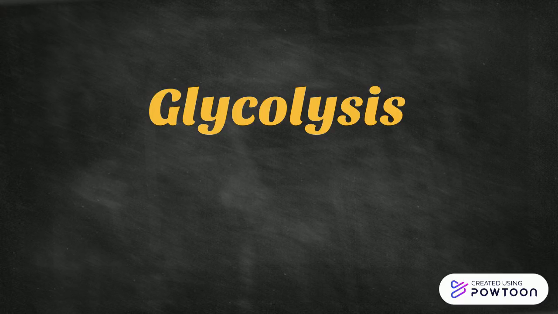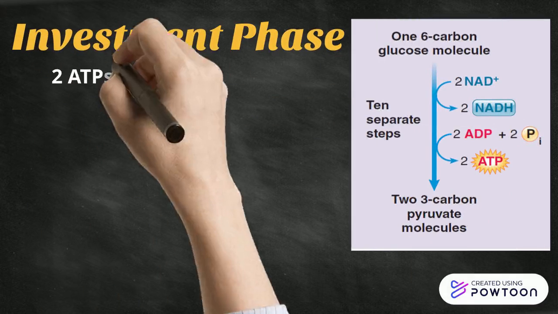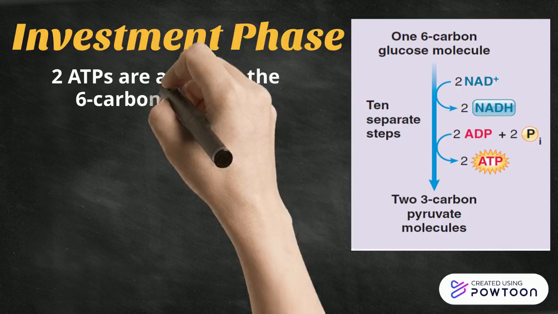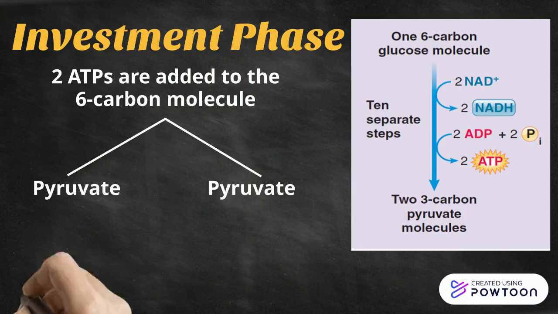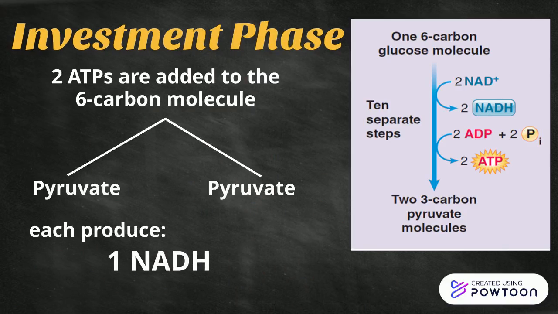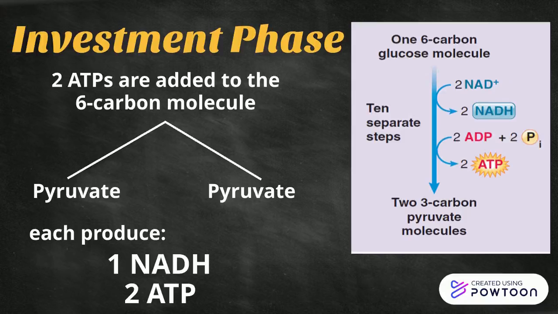This process consists of two phases. Let's start with the investment phase. The investment phase is where two ATPs are added to the 6-carbon molecule, which will then be split into two pyruvates that will each produce one NADH and two ATPs in the next phase. The next phase is called the payoff phase.